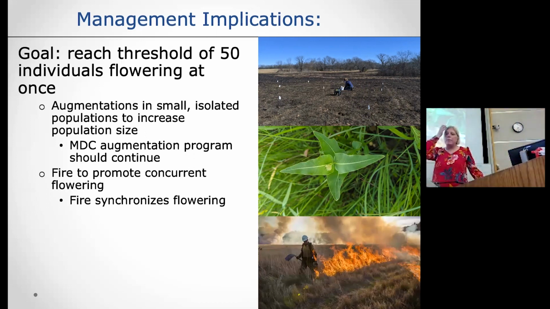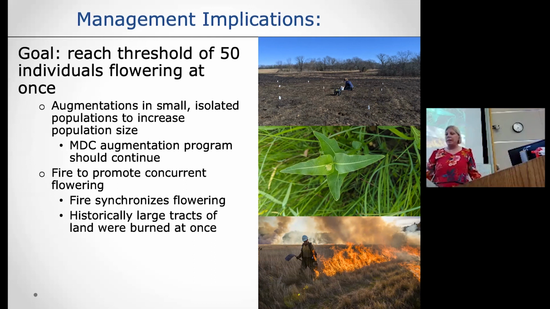The other thing is to burn. So in milkweeds, when you burn a population, essentially what happens is you get a burst of flowering. So you burn in the dormant season, you get a burst of flowering the following summer. And so fire really synchronizes flowering in this species. And so what we've recommended is to start burning larger tracts of prairie at once.